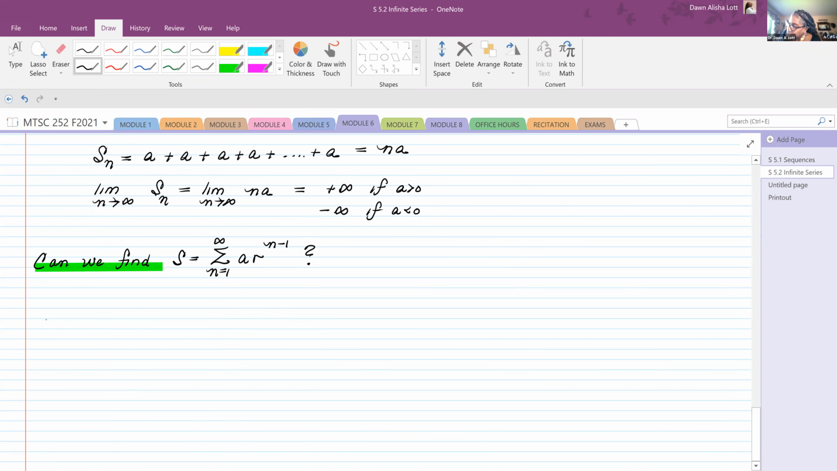All right, so first we're going to let Sn be the sum up to n. We already know the nth partial sum is equal to a plus ar plus ar squared plus dot, dot, dot, all the way up to ar to the n minus 1.